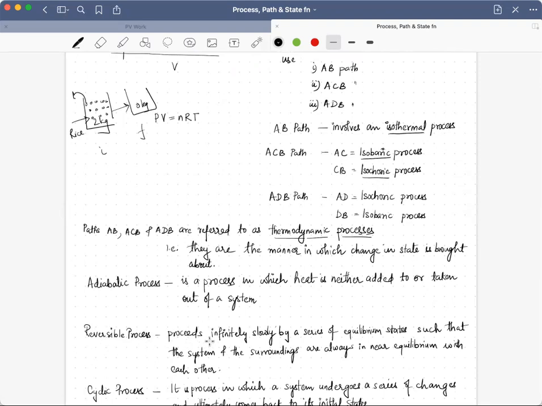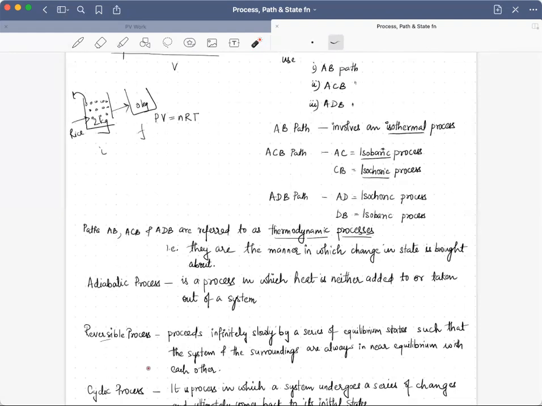That means any change in state is happening at an infinitesimally slower pace, so that at any point of time, the system and the surrounding are at equilibrium. Okay, so that is referred to as the reversible process. In thermodynamics, most of the processes that we see are reversible processes.